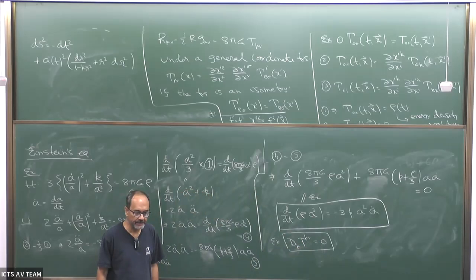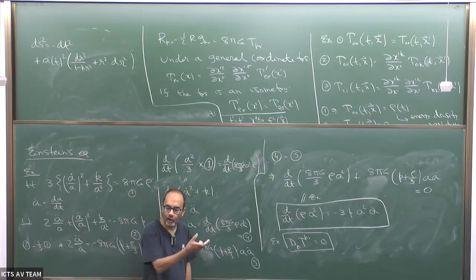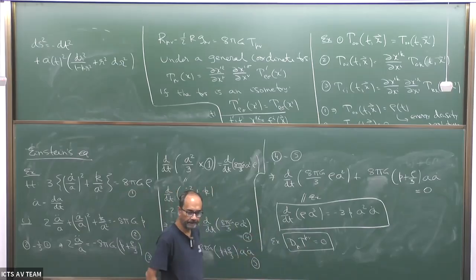Is it clear how to show this? Because the metric is given, T mu nu form is given, right? Just calculate d mu T mu nu and you should find that this gives you this.